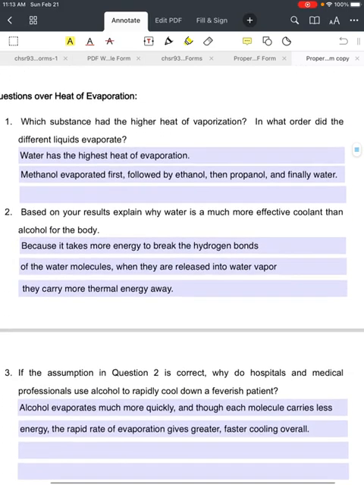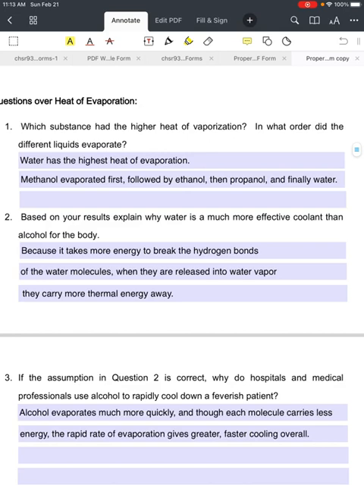And then I have this question that I've used before in lab reports, and I've been corrected on it, but it says, if the assumption in question 2 is correct, why do hospitals and medical professionals use alcohol to rapidly cool down a feverish patient?